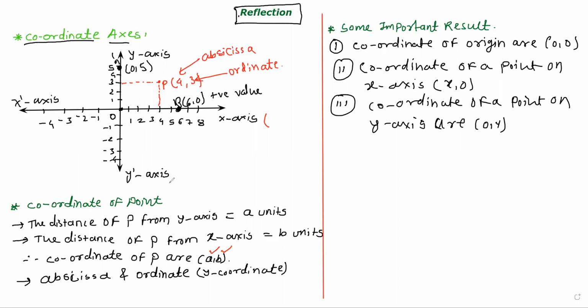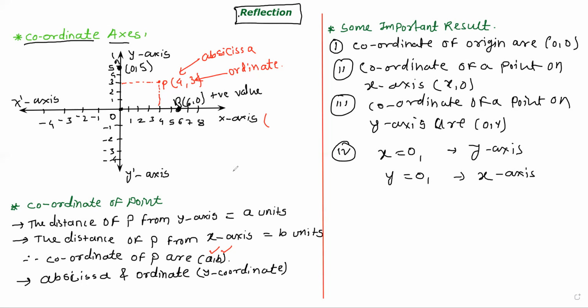Next, the line x equals 0 is the y-axis. If x equals 0, meaning the value of x is 0, we remain with only the y-axis. So the line x equals 0 is the y-axis, and in the same manner, if y equals 0, we get the x-axis.